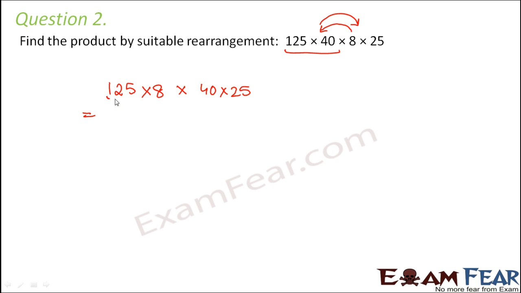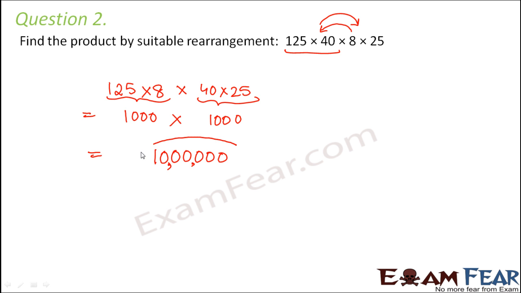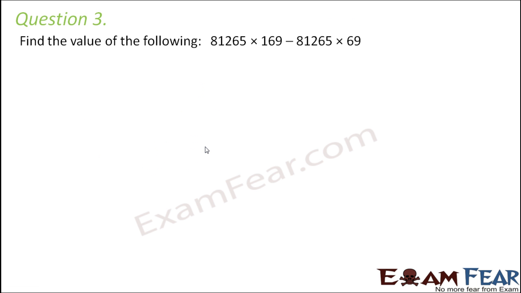Now multiplying this is comparatively simpler, and this comes out to be 1000 and this comes out to be 1000. Therefore the result is 10 lakhs. Question number 3. Find the value of the following. 81265 into 169 minus 81265 into 69.